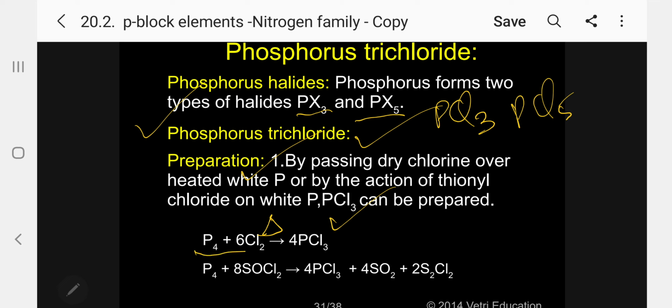So phosphorus P4 plus 6Cl2 gives 4 moles of PCl3. Same way, P4 plus 8 moles of SOCl2 gives 4 moles of PCl3, 4 moles of sulfur dioxide and 2 moles of sulfur monochloride. Please follow. So we are getting phosphorus trichloride by this method from white phosphorus. The next one.